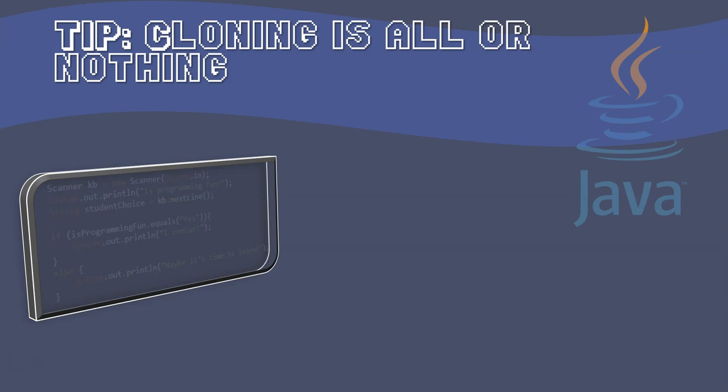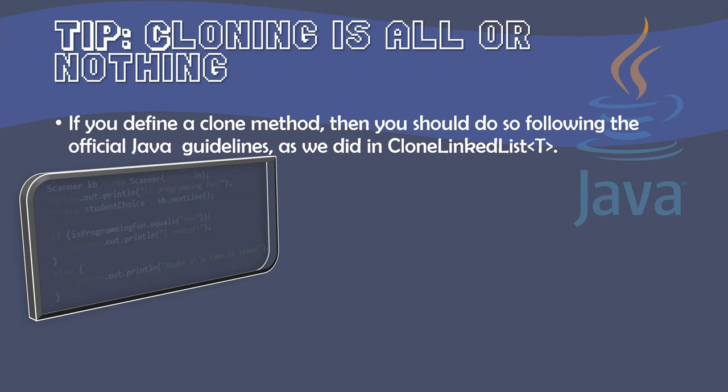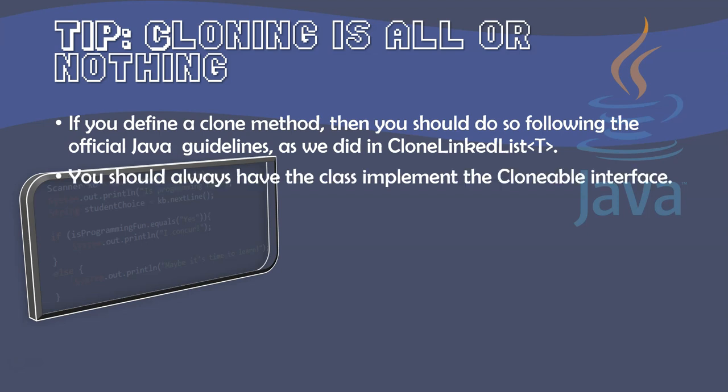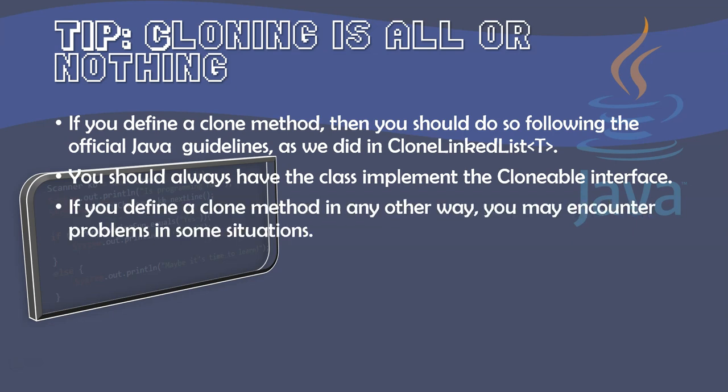Now, the thing you have to understand about cloning is that it's really an all or nothing approach. If you define a clone method, then you should do it as it's defined in the official Java guidelines, as we did within the cloned linked list class. You should always have the class implement that Cloneable interface. If you define a clone method in any other way, you may encounter some problems.